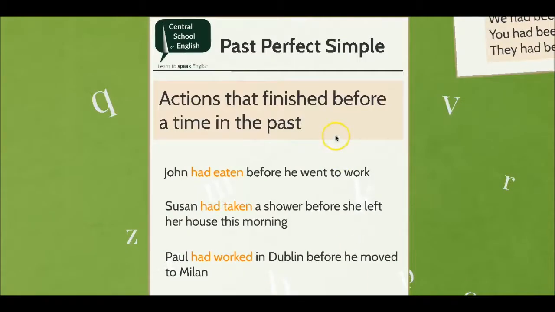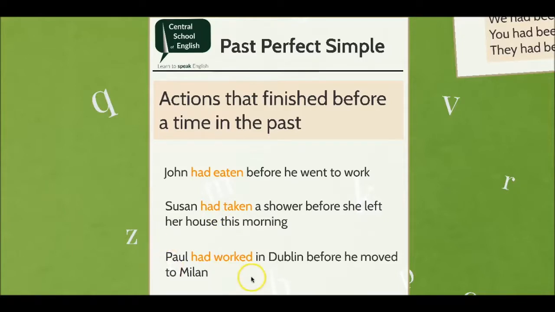We use the past perfect tense to speak about actions that finished before a time in the past. For example, John had eaten before he went to work. In this sentence, the past perfect, John had eaten, tells us that John had finished eating before he went to work. In the second example, Susan had taken a shower before she left her house this morning. The past perfect tense, Susan had taken a shower, tells us that first Susan took a shower and later she left her house.